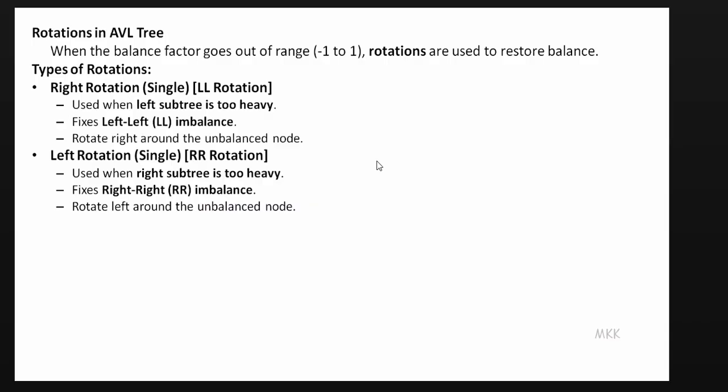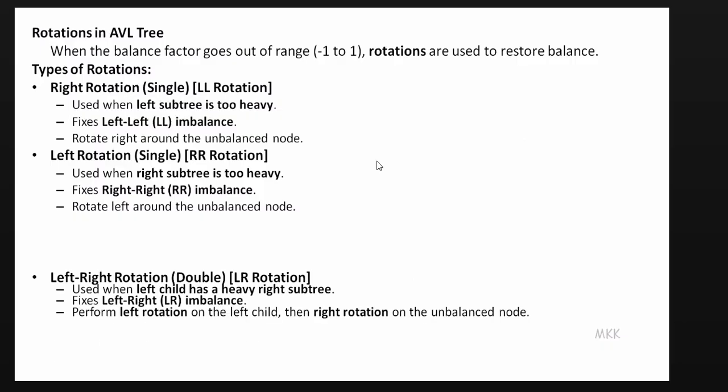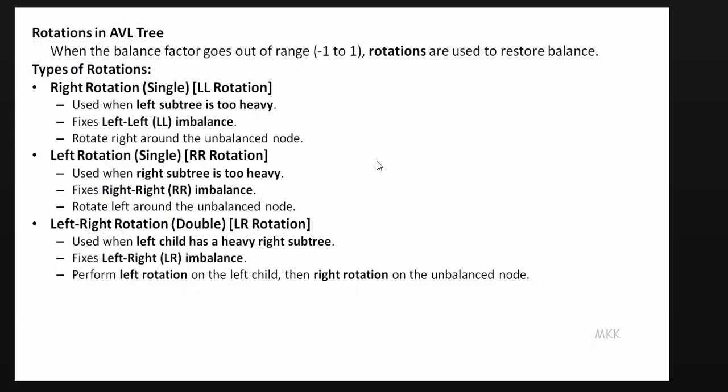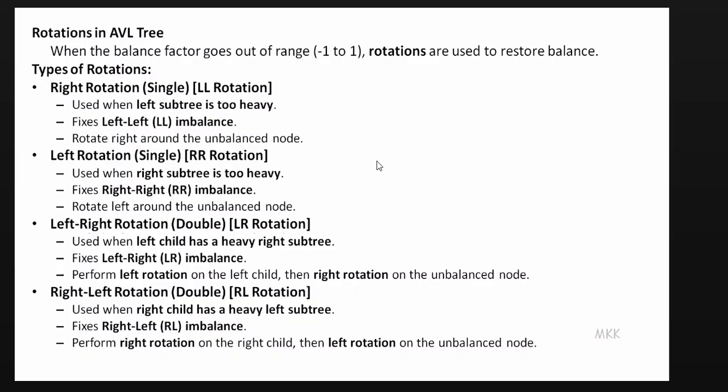And left rotation: if it is unbalanced on the right side, we do the left rotation. It is used when the right subtree is too heavy, fixes right imbalance, and rotates left around the unbalanced node. Left-right rotation, LR rotation, is also called double. It is used when the left child has a heavy right subtree and fixes left-right imbalance: perform a left rotation on the left child, then a right rotation on the unbalanced node. Right-left rotation is also double, used when the right child has a heavy left subtree and fixes right-left imbalance: perform a right rotation on the right child, then a left rotation on the unbalanced node.